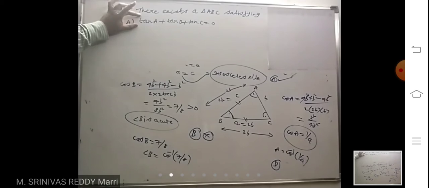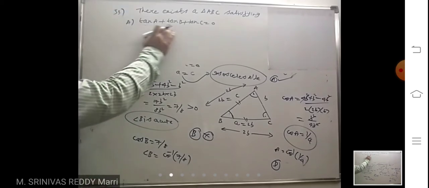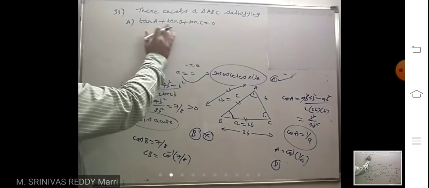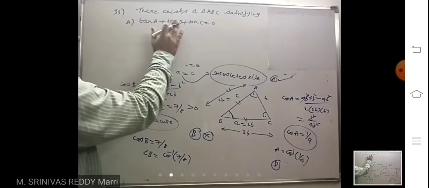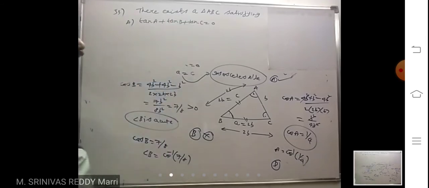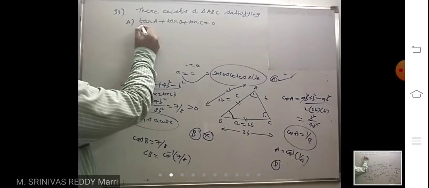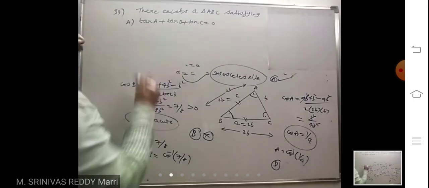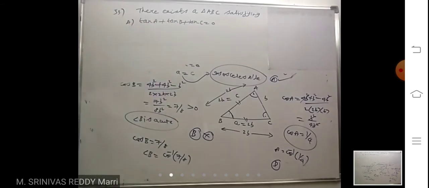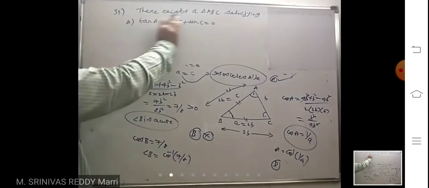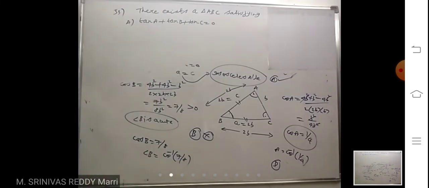So when will this option be correct? If you can say that there will be a triangle such that tan of one angle plus tan of another angle plus tan of the third angle, tan A plus tan B plus tan C equal to 0, then that option will be correct. If you can prove that at least one such triangle is there, where the sum of the tans of the angles is 0, then this option will be correct.